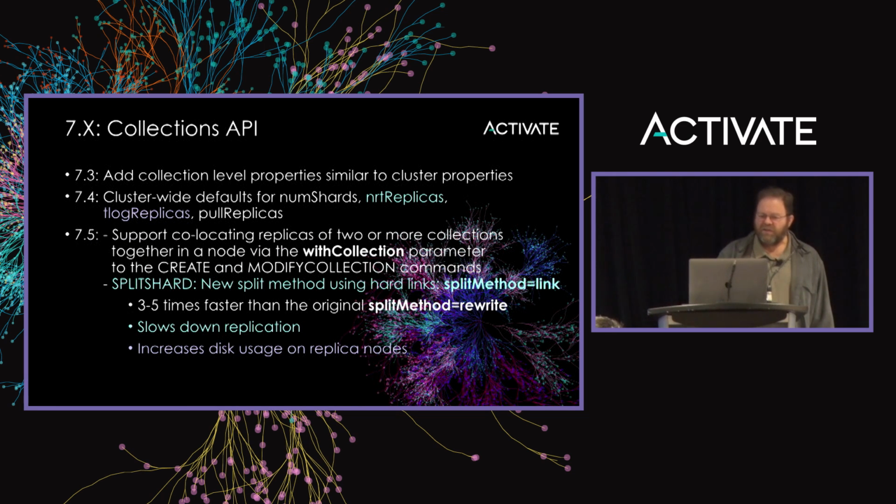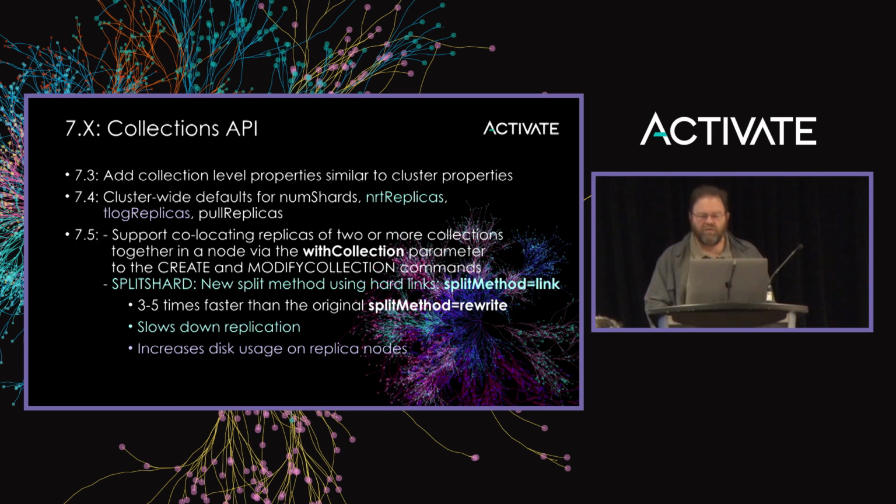Next topic for 7.x, collections API. 7.3 added collection level properties, which are similar to the way cluster properties are supported. 7.4 added cluster-wide defaults for num shards, NRT replicas, tlog replicas, and pull replicas. These are options to collection creation. So rather than having to specify those for every collection that gets created, it's possible to set defaults. This is usable, for example, with the time-routed aliases, such that when you auto-create collections, you don't have to specify those defaults for the collection creation.